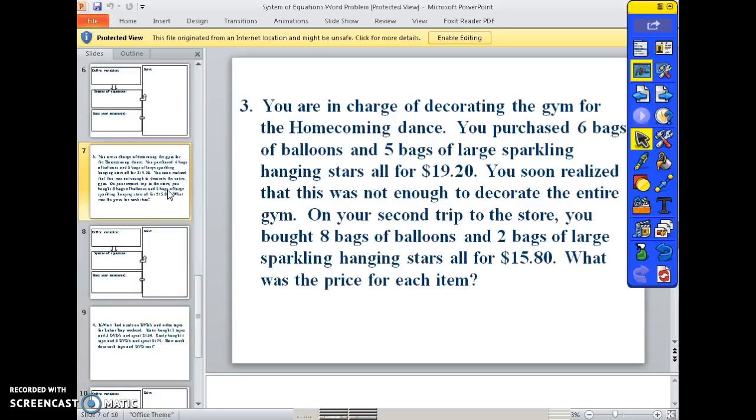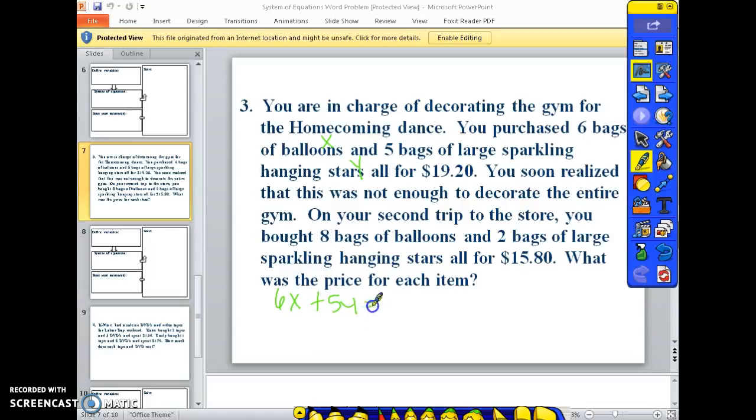Alright, you were in charge of decorating the gym for homecoming. So you purchased 6 bags of balloons, so bags of balloons is X, and 5 bags of large sparkling hanging stars, Y, for $19.20. 6X plus 5Y equals $19.20. You soon realized that this was not enough to decorate the entire gym. On your second trip to the store, you bought 8 bags of balloons and 2 bags of large sparkling hanging stars for $15.80. What was the price of each item?